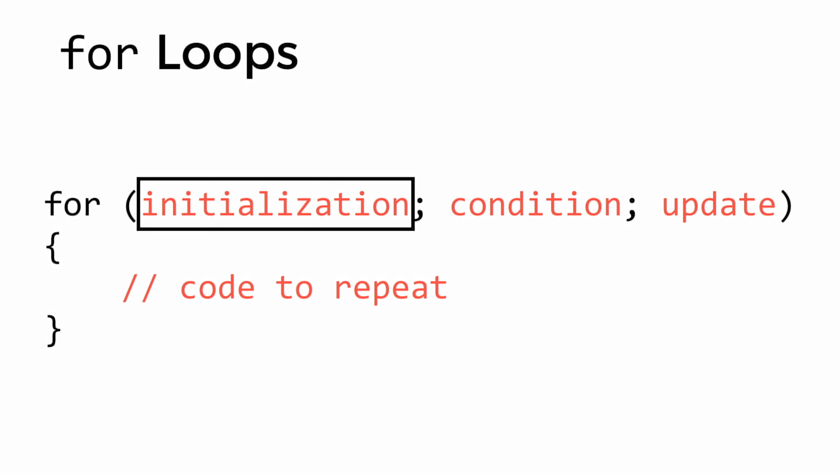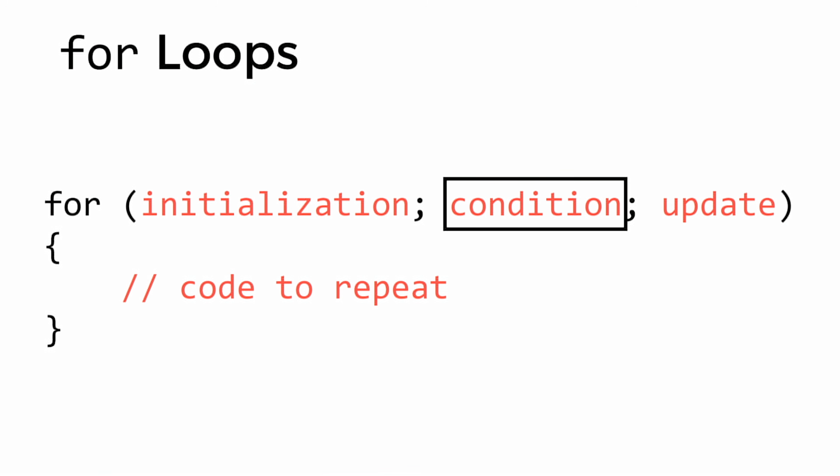This is where we initialize or create a variable or variables. And in this case, we'll initialize a variable that's going to keep track of how many times our loop has run so far. The next part of the for loop is called the condition. The condition is a Boolean expression that answers the question of should we continue to run this loop. Every time we get to the next iteration of the loop, we're first going to check the condition. And if the condition is true, then we're going to run the loop again. But if the condition is false, then we're going to stop.